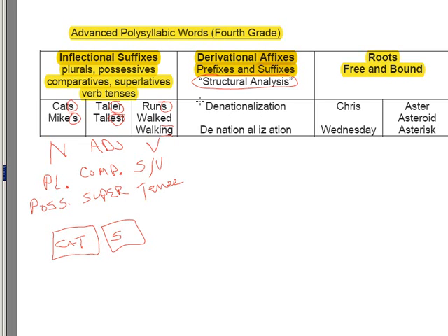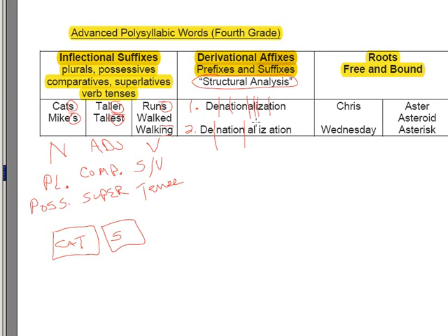The way an activity for structural analysis is carried out is like this. We have the word denationalization. We can syllabicate it into de, na, shun, al, i, za, shun. So there's a whole lot of syllables in there, and we would hope that a child would be able to manage all of those syllables.